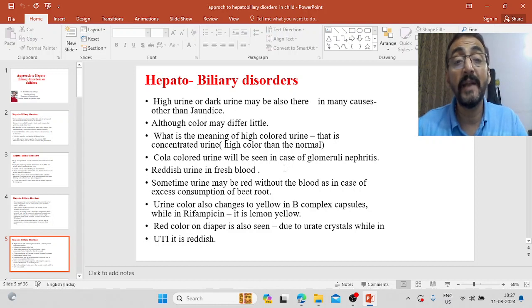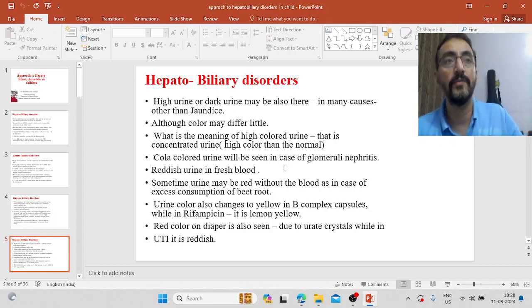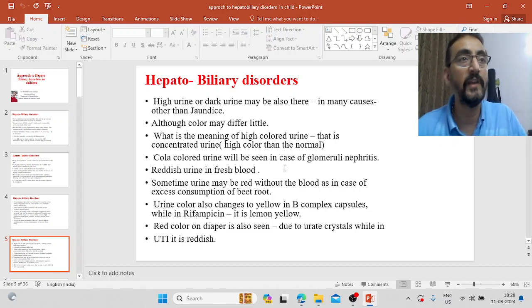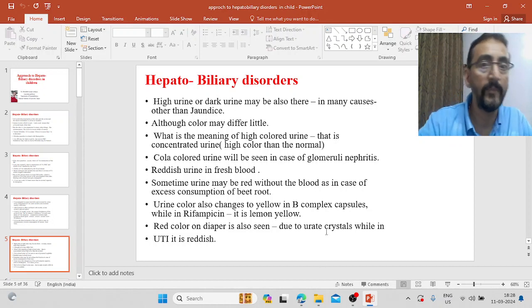Now, red color on the diaper may also sometimes be seen. Sometimes if the baby is wearing diapers, red color can be seen in the diaper. That is due to urate crystals. Similarly, if the child has a UTI, the diaper may be stained. When you have a diaper, there is no option to see the darkness of the urine, isn't it? The baby passes urine in the diaper. So sometimes all the urine is very dark, and if you find some blood spots in the diaper, it is clear that it is not because of hepatobiliary disorders or dark urine, it is because of blood only.